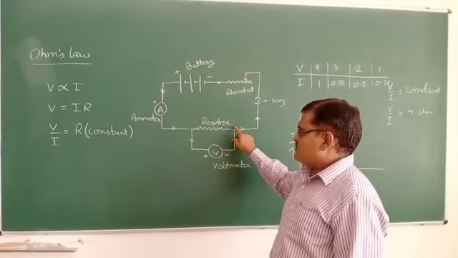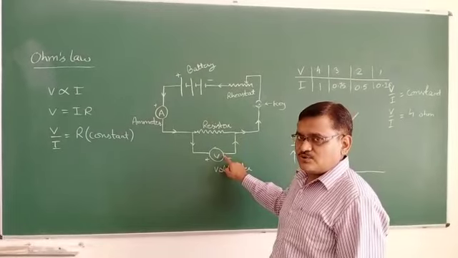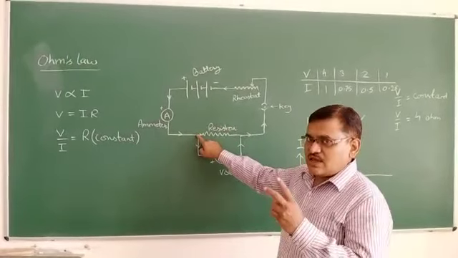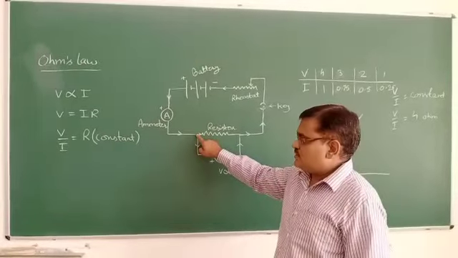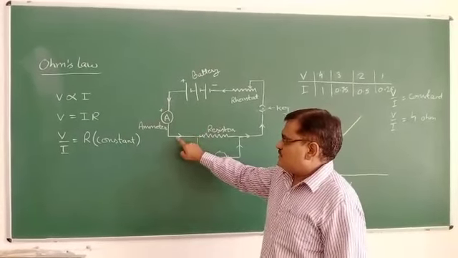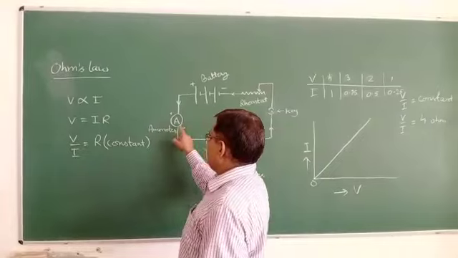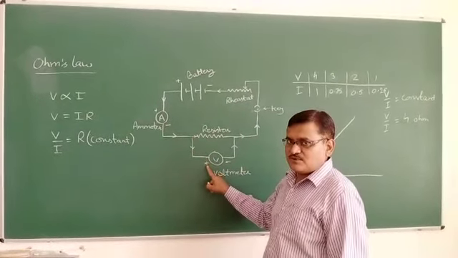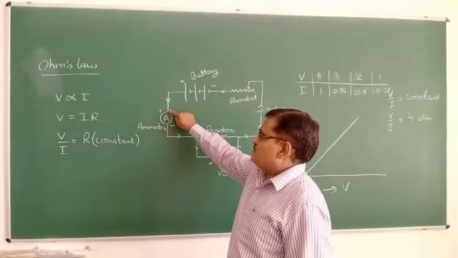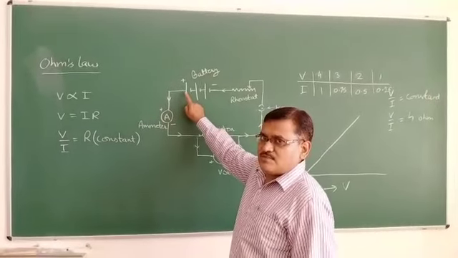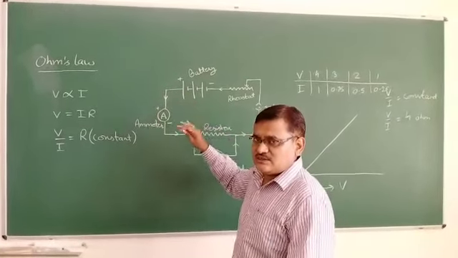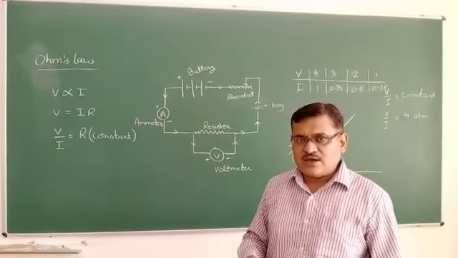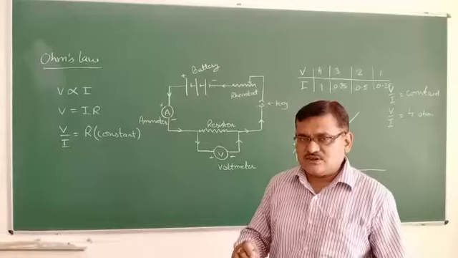This end is also connected with the negative of the voltmeter, and the other end of the resistor is connected with the ammeter as well as with the voltmeter. This end is connected with the negative of the ammeter, and the other end is connected with the positive of the voltmeter, and the positive of the ammeter is connected with the positive of the battery. So try to understand this circuit diagram. Draw the circuit diagram on paper so that I can show the connection very easily.